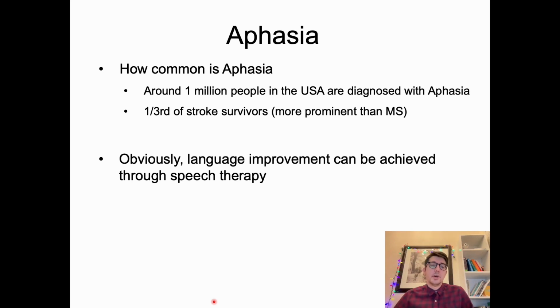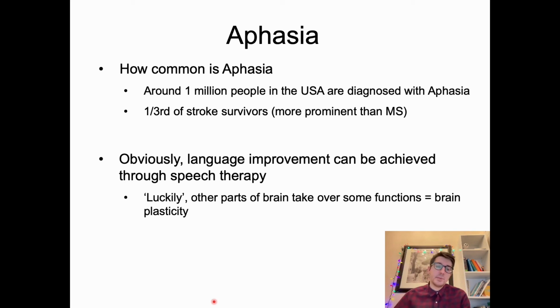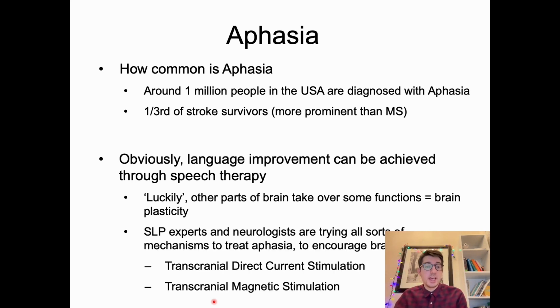what it means. Obviously, language improvement can be achieved through speech therapy, and luckily, quote-unquote luckily, other parts of the brain take over some functions. This is the ability of the brain which we call brain plasticity. So the brain is able to adapt to these circumstances. Some parts of the brain take over some functions in this recovery process. And SLP experts and neurologists together are trying all sorts of mechanisms to treat aphasia, to encourage this brain plasticity.